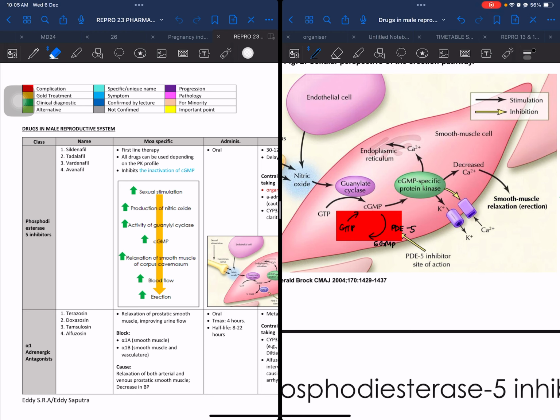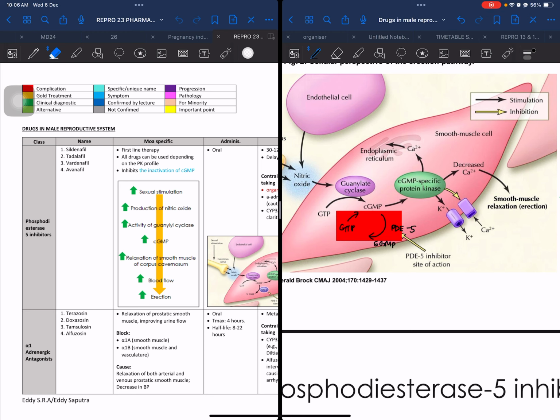So we want to help them. How do we want to help them? We want to make sure there's a high level of cGMP. So we will block PDE5, phosphodiesterase 5. What does the phosphodiesterase 5 enzyme do? It will inactivate cGMP to 5' GMP.